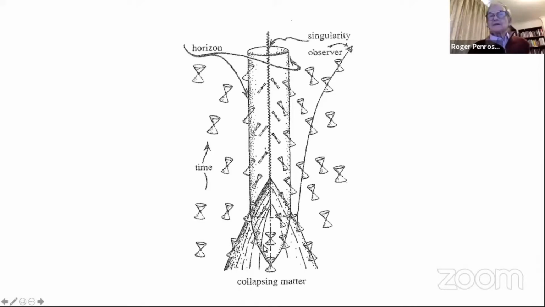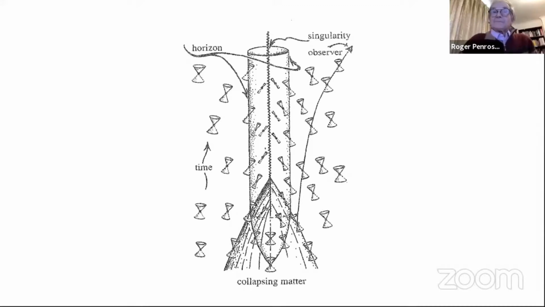Since it had no pressure and everything was focused towards the central point, it's not at all surprising that you get infinity for the density, because where does it go? I mean, it's falling inwards, nothing to stop it. And since all the matter is focused into this one central point, the density is bound to become infinite. Now, this may be an artifact, and I think a lot of people did think it was an artifact.